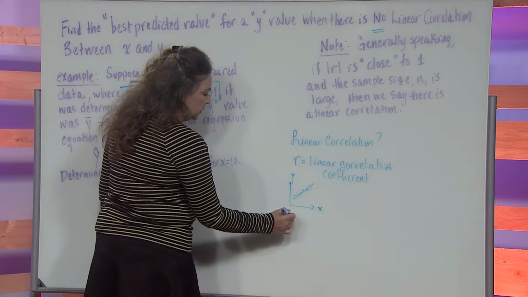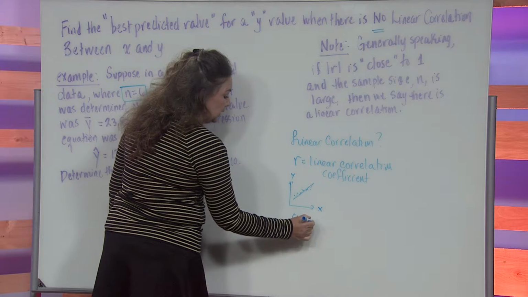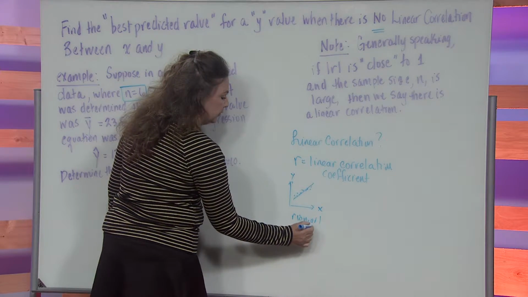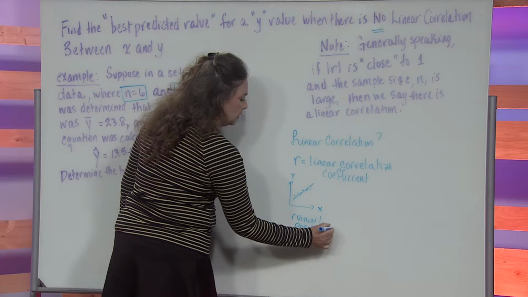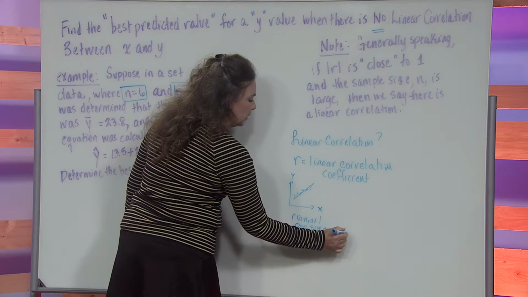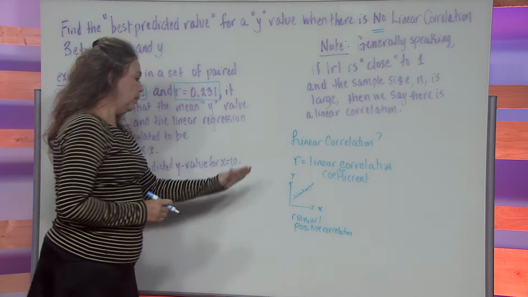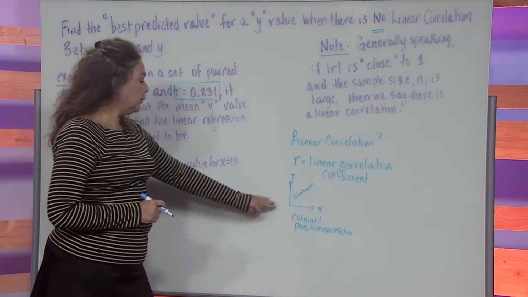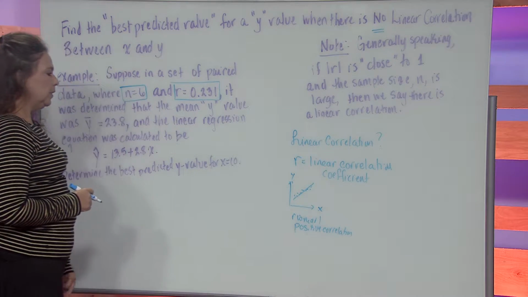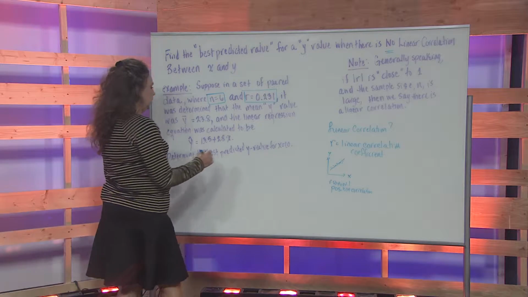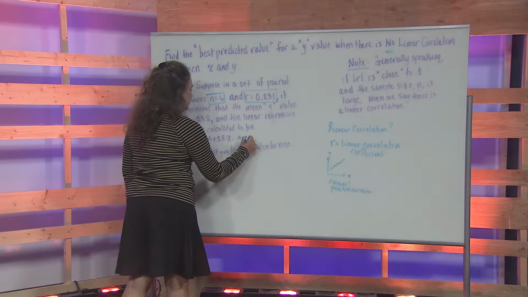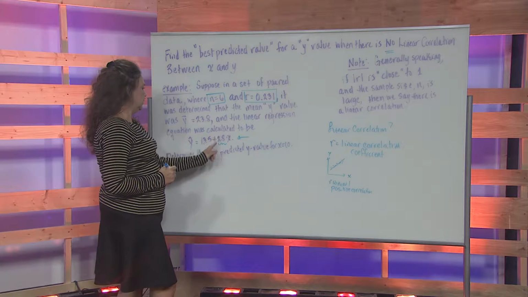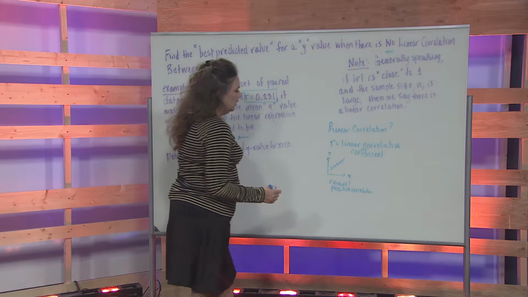And so here we say r is near 1, and that there is a positive correlation. The slope of that line is a positive slope. So when we look at the linear regression equation, the slope would be a positive slope. We have a linear regression equation here, and this value in front of the x is positive.